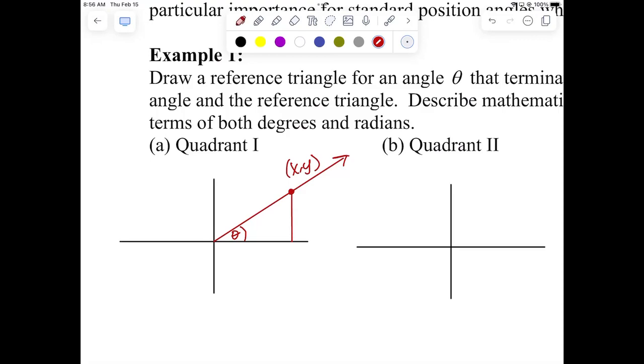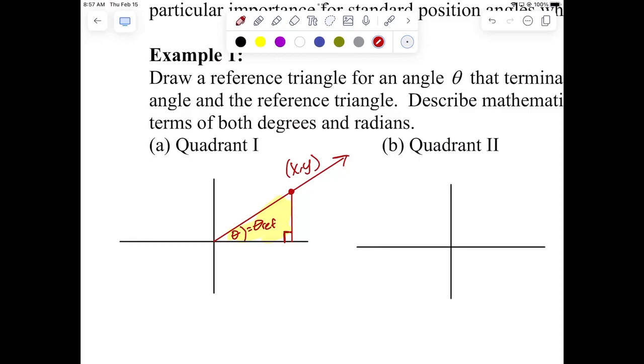That's a vertical drop, okay? Perpendicular means that it's at a 90-degree angle to the x-axis. That gives us this little triangle right here, which we call the reference triangle, okay? And theta, because it's in quadrant one, is also theta ref, right? We know that. So the only difference now is we're creating a triangle. We've already had the reference angle.